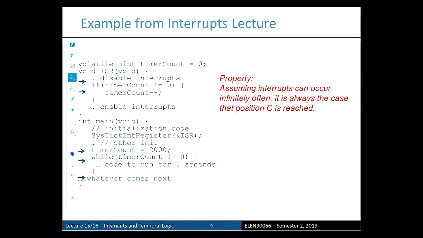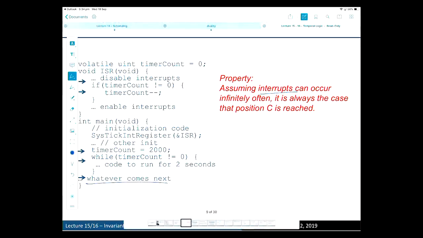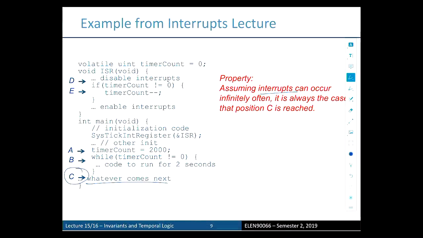This is another example from your interrupt lecture. The property that we want to have in that piece of code is that whenever the interrupts occur, and assuming that they can occur infinitely often, we always want to end up in position C. So we have to be able to express this, because that piece of code itself is a finite state machine as well.